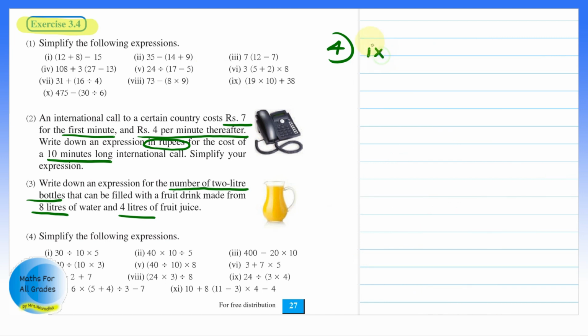Question number 9. 24 divided by, bracket, 3 times 4. Let's do the brackets first. 3 times 4 equals 12. Now 24 divided by 12 equals 2.